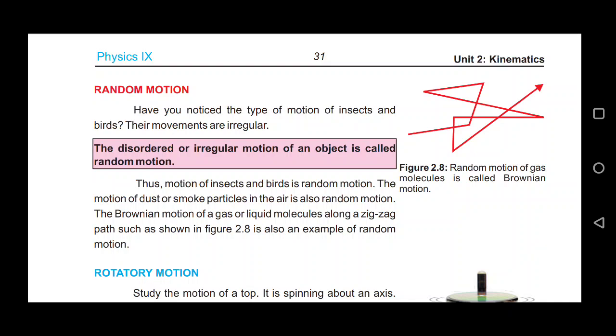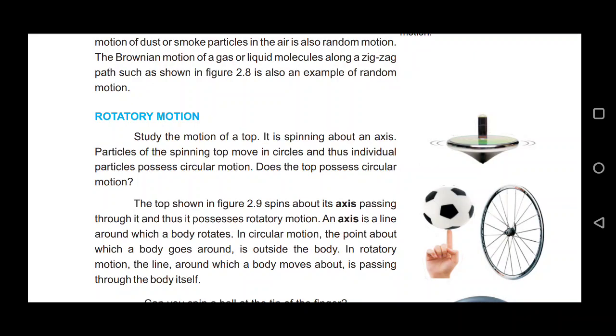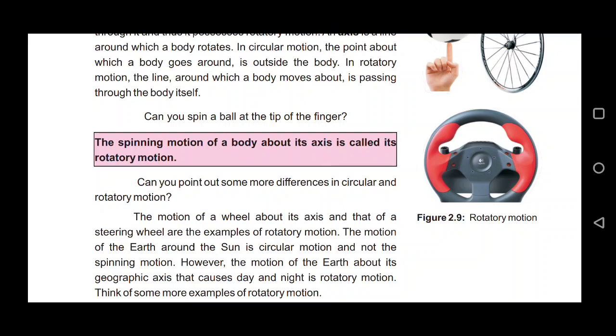And this is an important question from the paper point of view: what is Brownian motion? Random motion of gas molecules is called Brownian motion, and this is an example of random motion. And the second type of motion is rotatory motion. What is rotatory motion? The spinning motion of a body about its axis is called its rotatory motion. In rotatory motion, the most important word is axis.